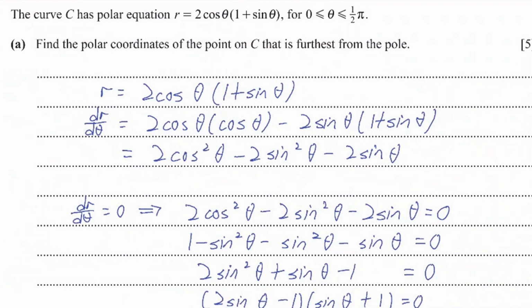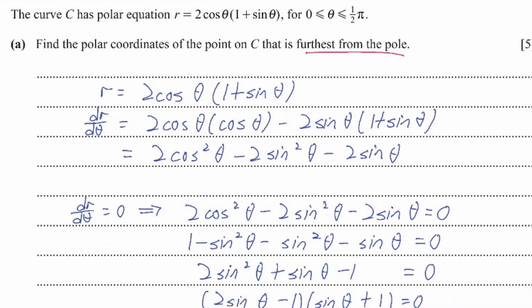So we have got this curve C, having this polar equation. The theta is only from 0 to half pi. Find the polar coordinates of the point on C that is furthest from the pole. So the furthest from the pole means we are looking at the furthest distance from the pole. And the distance from the pole is denoted by the r itself.